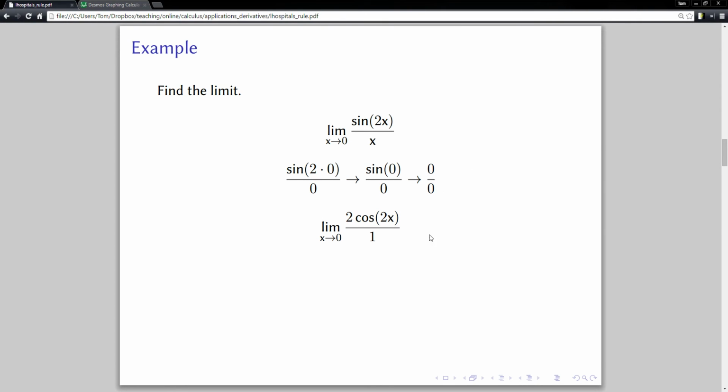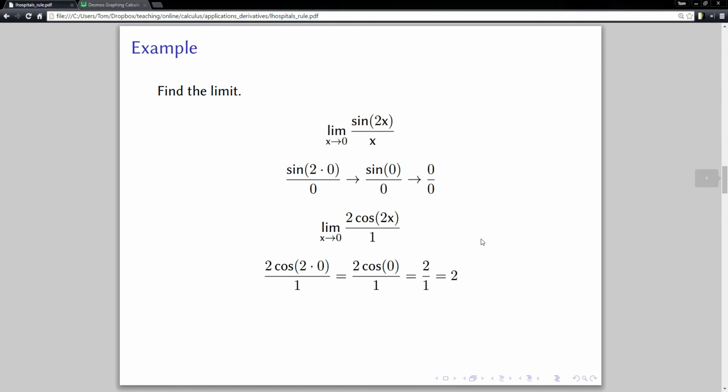So what I would do is take a look at the limit as x goes to 0 of the derivative of the top. On the top it's sine of 2x, so using the chain rule, I get cosine, leave the inside part alone, multiply by the derivative of the inside part, which is 2. So 2 cosine 2x is the derivative of sine 2x. And then I would put that derivative over the derivative of the bottom function. The bottom function x, the derivative of it is just 1. So this is what I get when I look at the limit of the derivative of the top over the derivative of the bottom here.